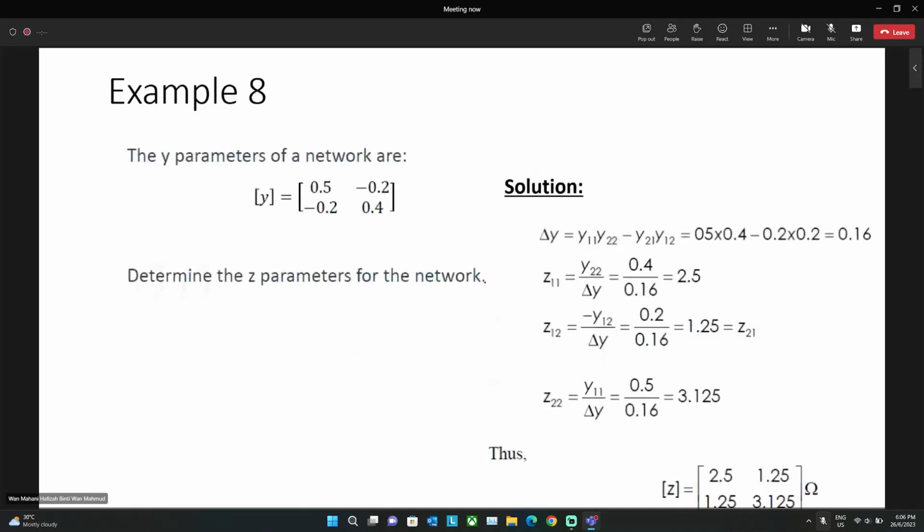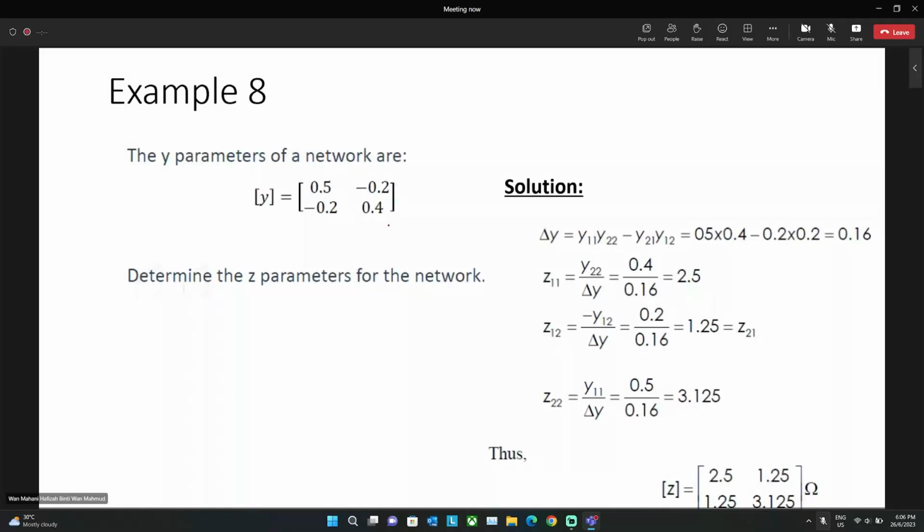Example 8. Dia bagi Y parameter, dia suruh you kira Z parameter. Ini contoh lain untuk dapatkan parameter. Daripada parameter lain, you boleh cari this other parameter. So macam mana nak cari? You memang kena pakai table dia. Okay, bukan boleh suka-suka cari.